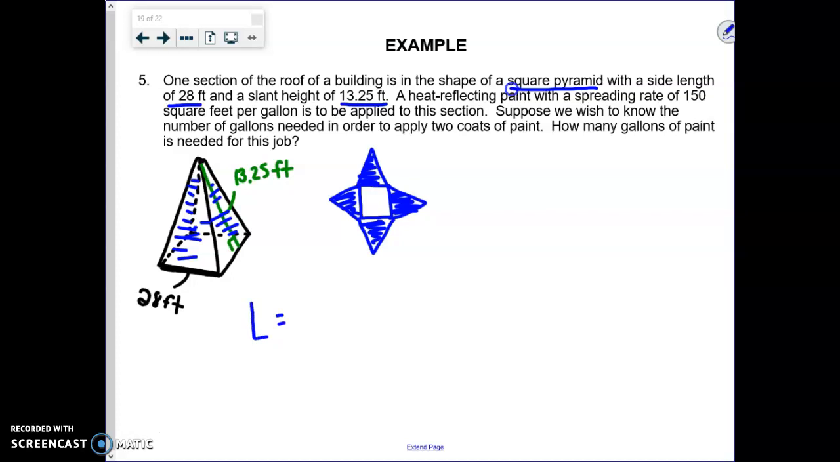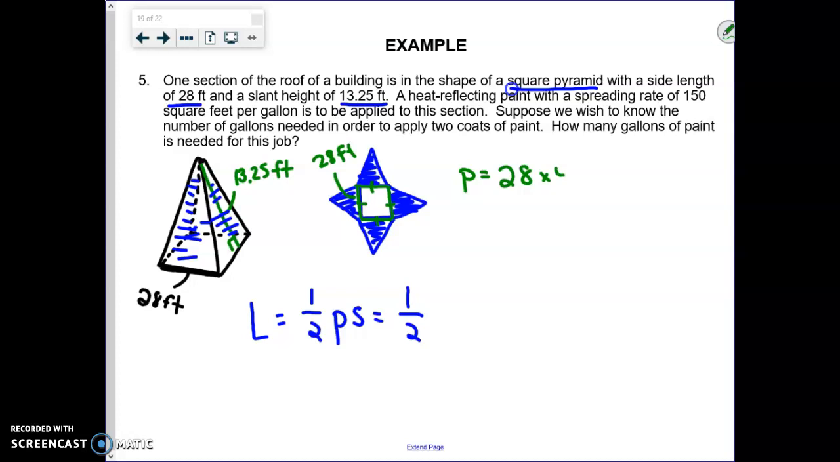Now, lateral area, again, is equal to 1/2 perimeter of the base times the slant height. So it's 1/2 times the perimeter of the base. And this is your perimeter of your base right here. We know that each of these sides is a square, and that each of these sides is 28 feet because that's what it gave us in the original problem. So basically, to find the perimeter of the base, you're going to take 28 and multiply that by 4. And if you do that, you get 112 feet.